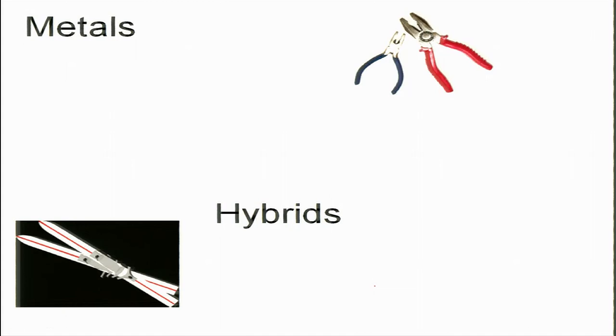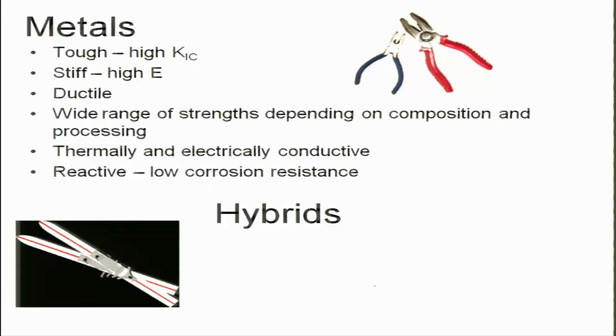And then we come to metals and hybrids. Metals, they are very tough. They have high fracture toughness. This is a parameter called KIC, which is a representative of fracture toughness, which we will probably see later in some other course. They have high stiffness, they have high elastic modulus, they are very ductile.